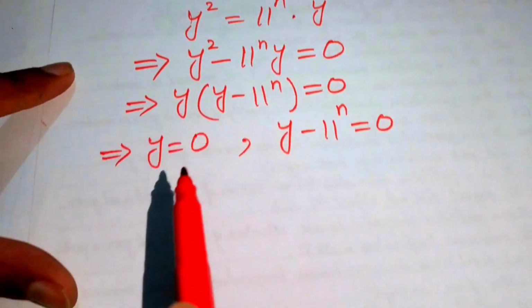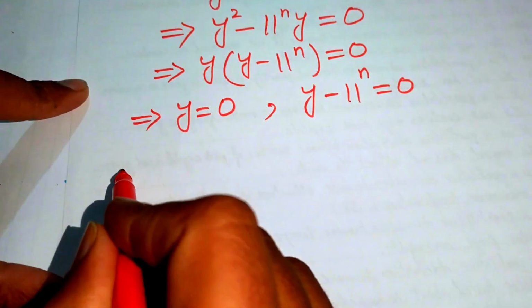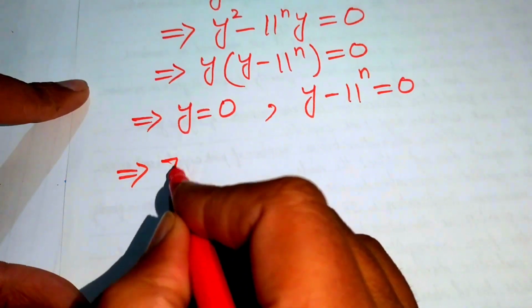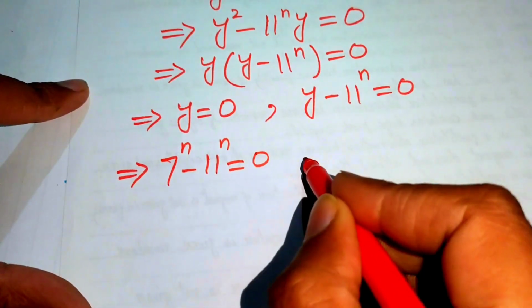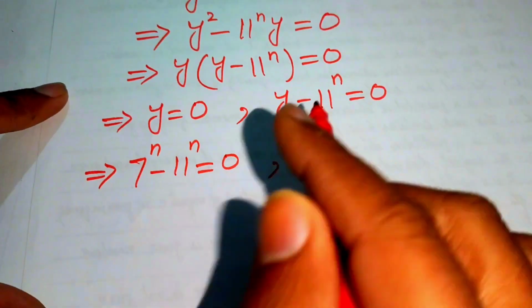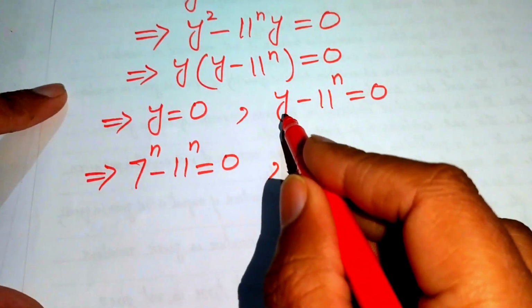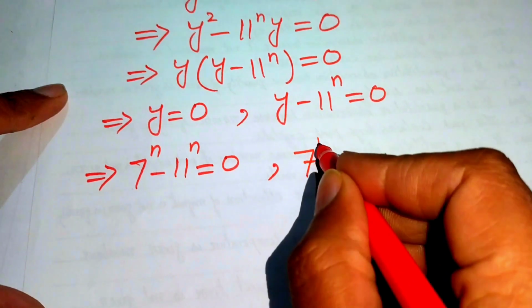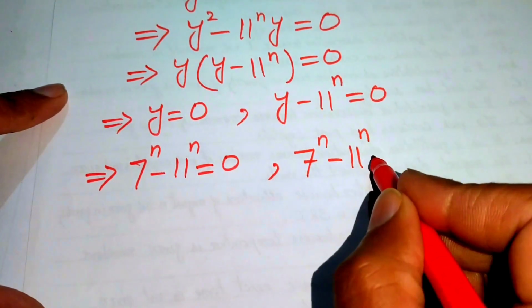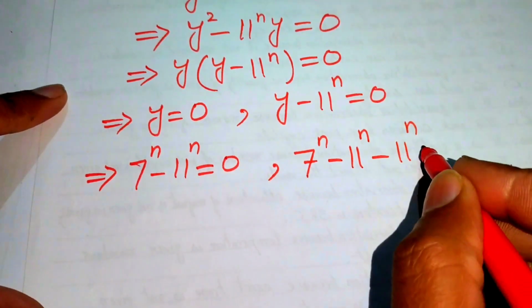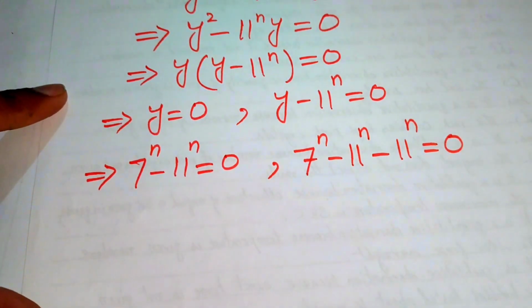So we put this value of y in both of these cases, and we get 7 to the power of n minus 11 to the power of n equals 0. And in this case we put the value of y here, and it is 7 to the power of n minus 11 to the power of n, and this is minus 11 to the power of n equals 0.